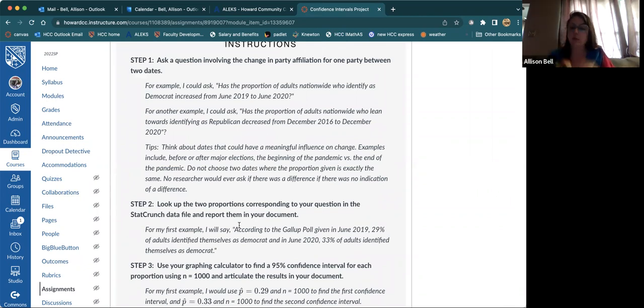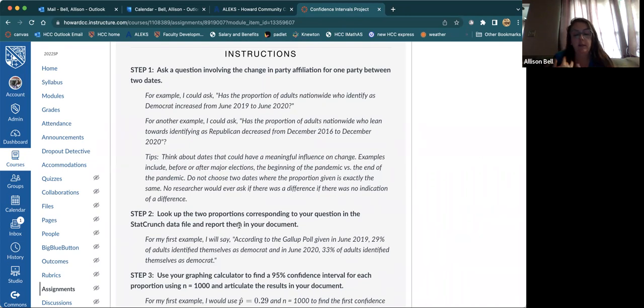Okay, so our first instruction says we want to ask a question that involves the change in political party affiliation for one party between two dates. The one key thing we need to make sure that we select here is a single political party. So right now I want you to think, who do I want to ask the question about? Is it the Democratic Party, the Republican Party, or those who have identified as independent?